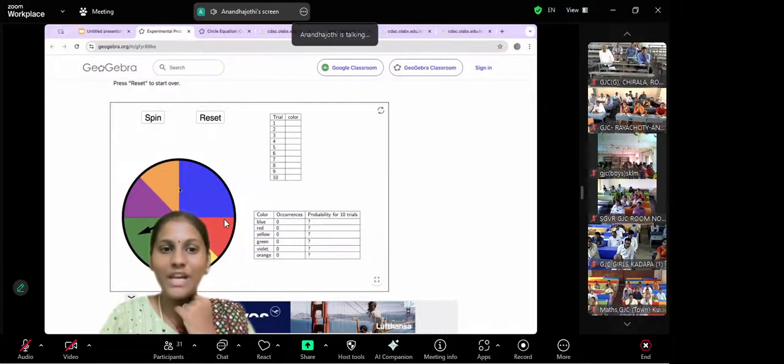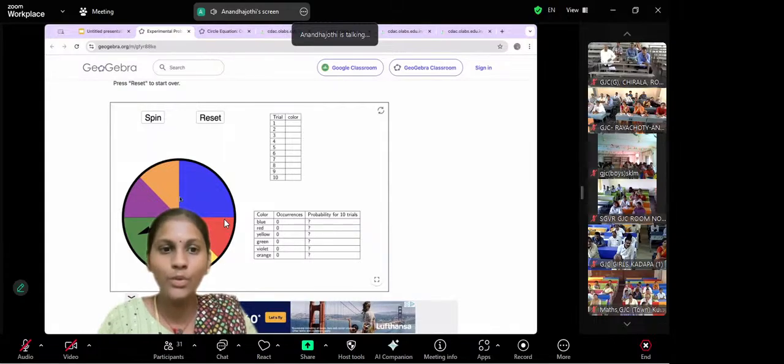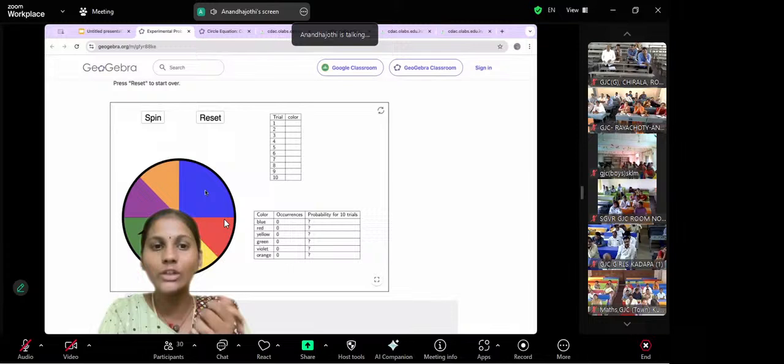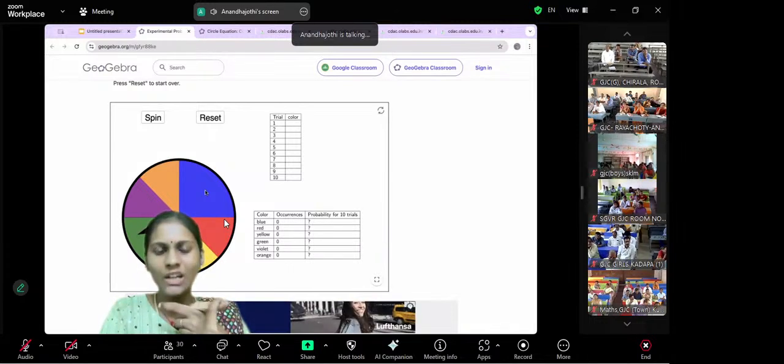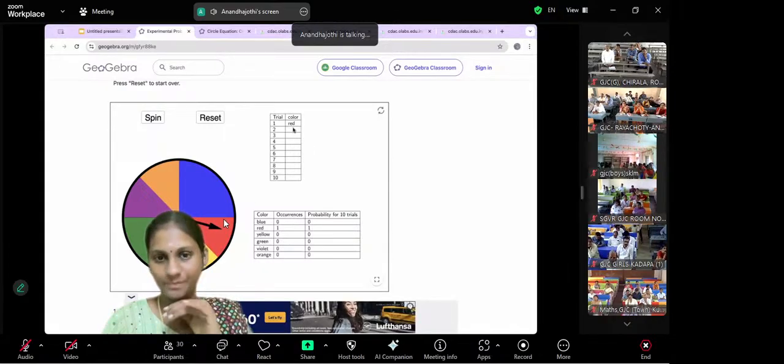See, we are provided with a spin wheel here. How many colors do we have? Blue, red, yellow, green, violet and orange. Think about green and blue: say they are provided with more space. Then there is a higher probability that we will get green or blue. Shall we test this? When I click the spin button, it will spin and end on some color, and that will be noted here.